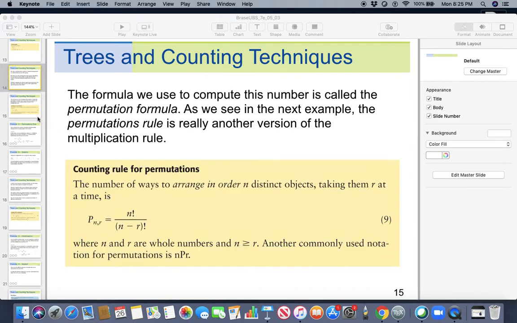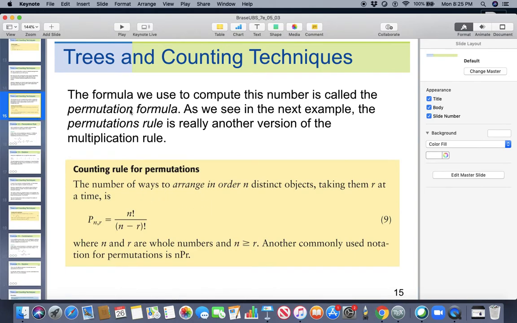Okay, let's see what that means. The formula we use to compute this number is called the permutation formula. What does that mean? As we see in the next example, the permutations rule is really another version of the multiplication rule.